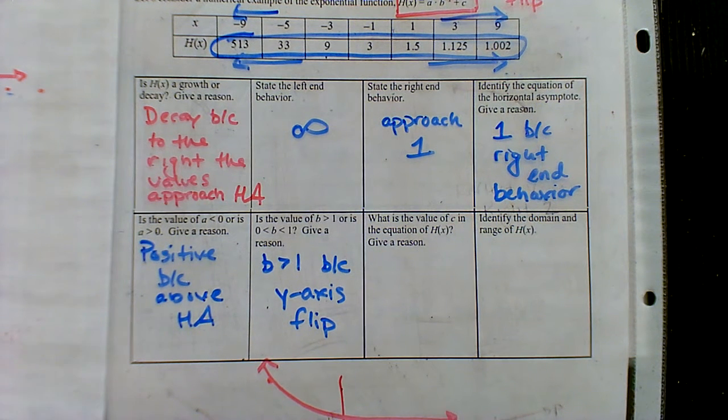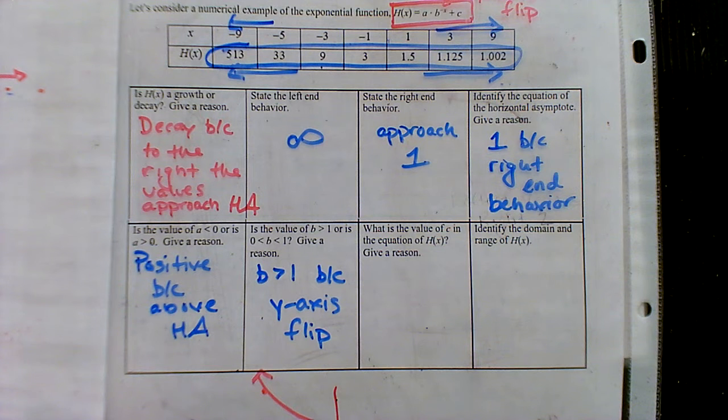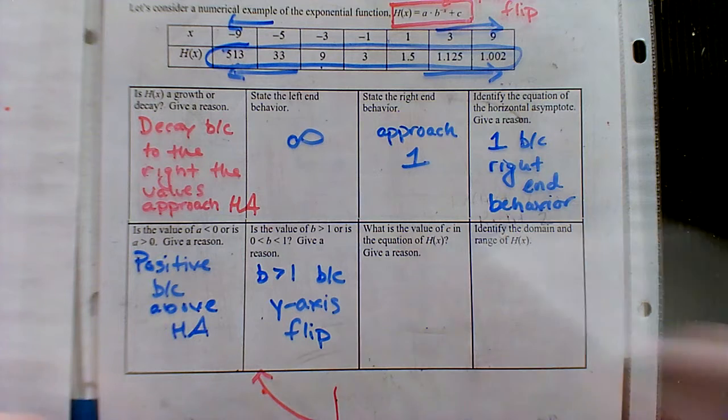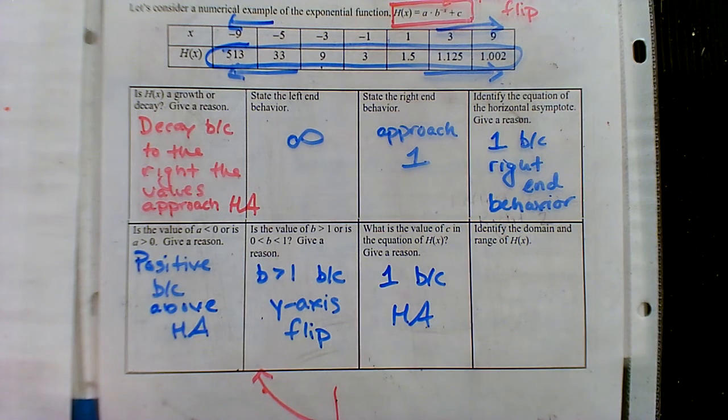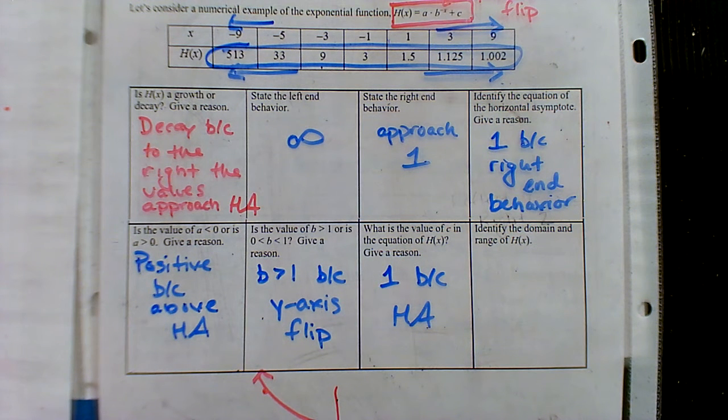All right, what about the c value, the number being added or subtracted on the end? Good, Kyle? 1 because? That's your horizontal asymptote. Perfect. How are we doing with the table? Still okay with the graphs?